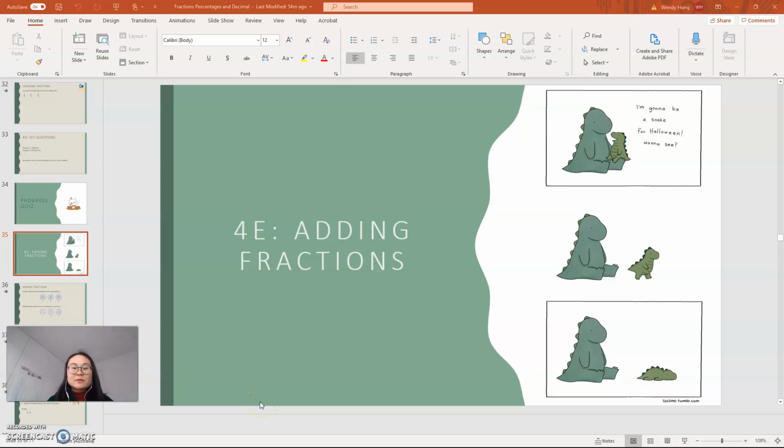In today's Maths lesson we're going to be learning about how to add fractions. So you all know how to add whole numbers, and I'm sure that you've all done adding fractions in primary school as well, but this is going to be a good refresher.